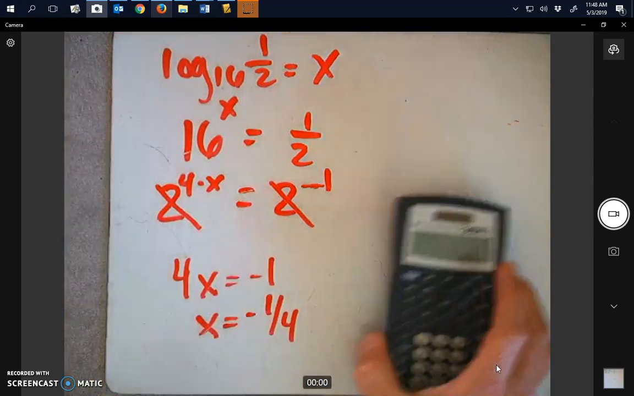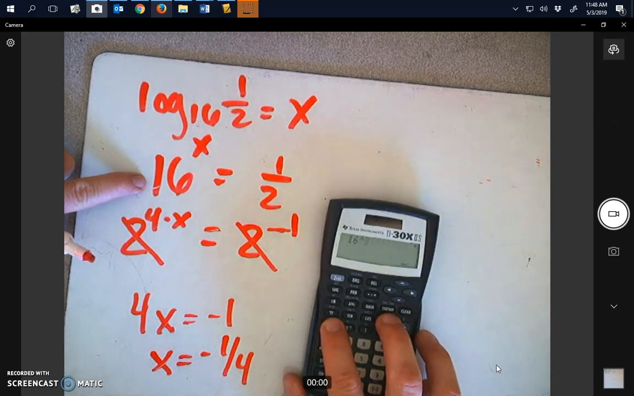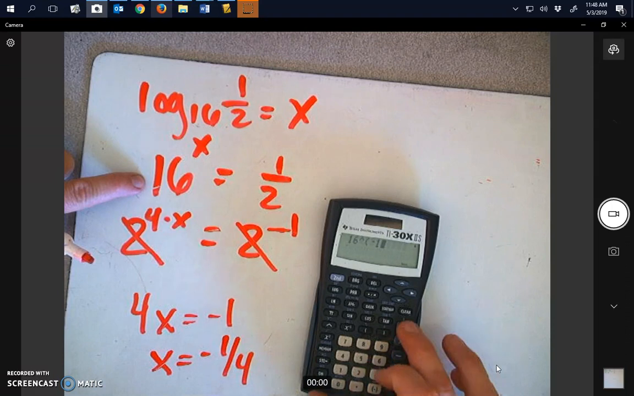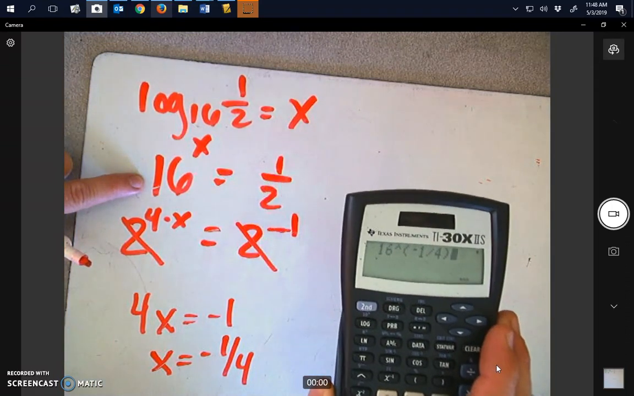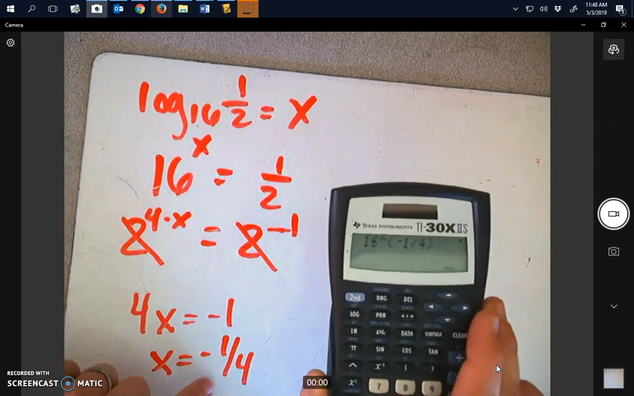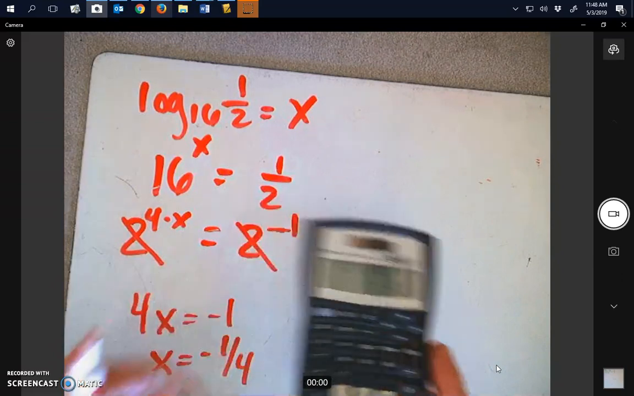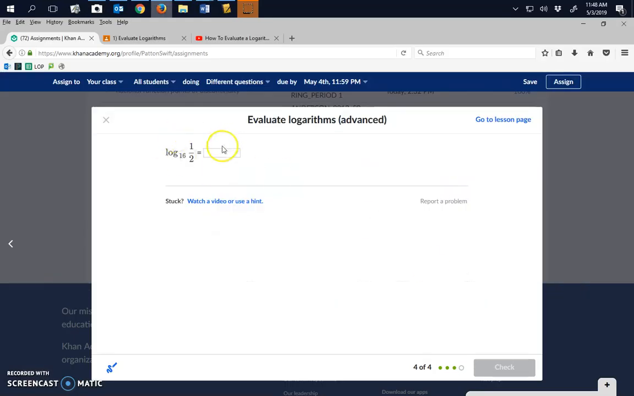You can always test these answers. So 16 to the exponent, and we're saying it's negative 1 divided by 4. Okay, so that's how you would type it. 16 to the negative 1/4, that's our exponent, or x. And it should equal 0.5. And there it is. So it checks out. So negative, we'll do decimal this time. This should work. There you go. And we're done.